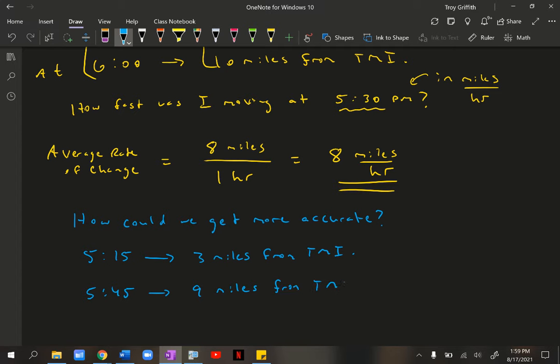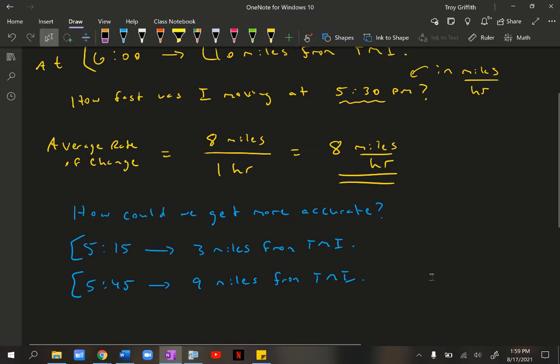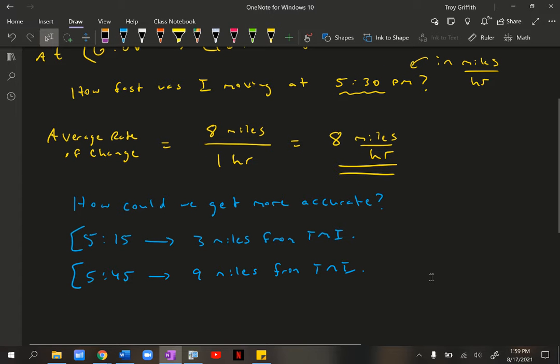This information is a little bit better. It's a little bit more accurate because guess what? These points in time that I'm giving you are closer to 5:30 p.m. So they're probably going to give me a better estimate of exactly what was happening at 5:30. Because if I want to know exactly what was happening at 5:30, I want to get information that's as close as possible to that point in time.